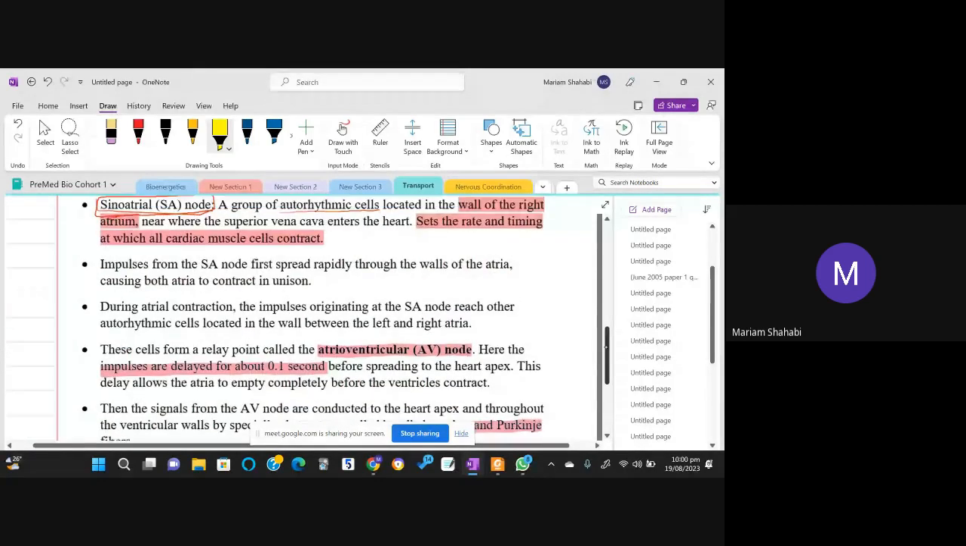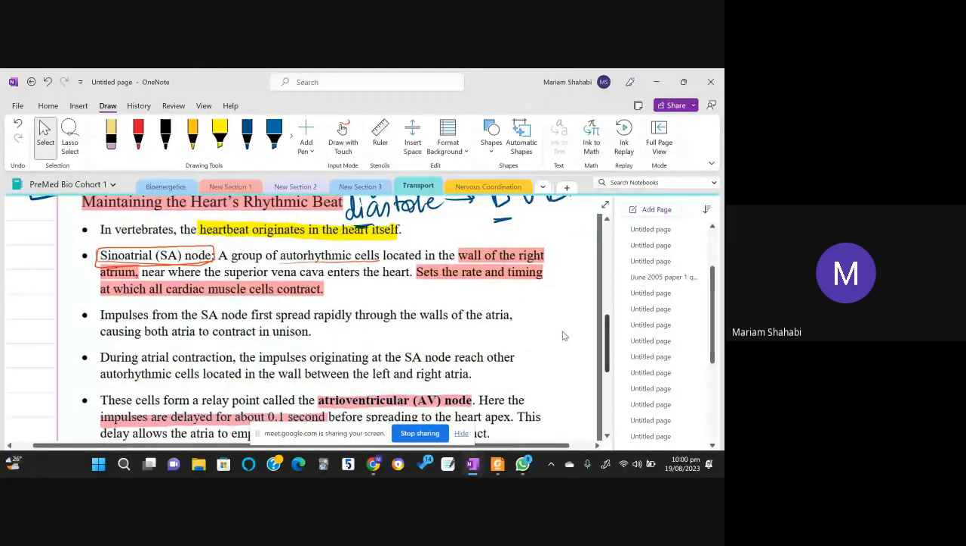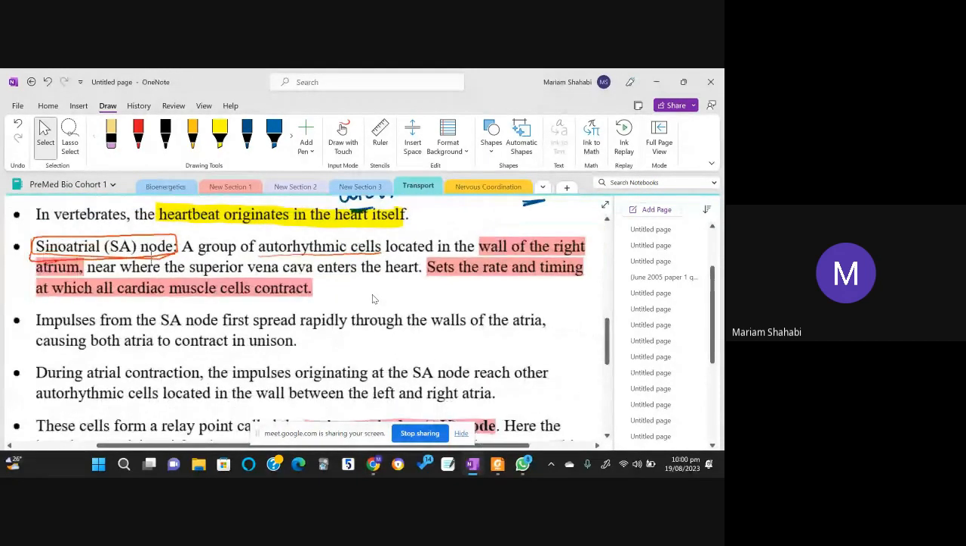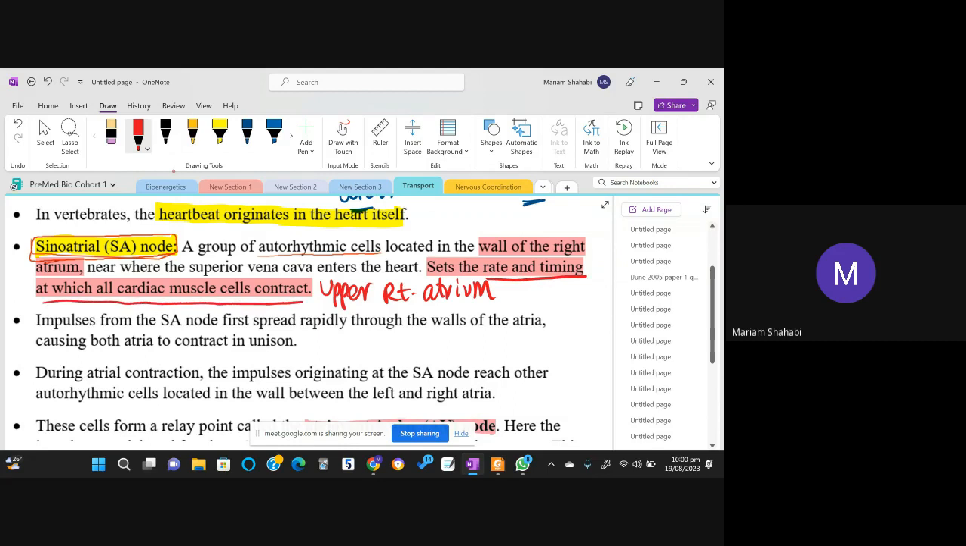The heart is beating on its own. उसको कोई external stimulus की ज़रूरत नहीं है in order to contract. So the stimulus comes from within the heart itself. And this stimulus comes from a group of cells called the sinoatrial node. It is a group of autorhythmic cells located in the wall of the right atrium near the place where the superior vena cava enters the heart. Remember this location. It is, in simpler words, you can say upper part of right atrium. Upper right atrium, and it sets the rate and timing at which all the cardiac muscles contract.